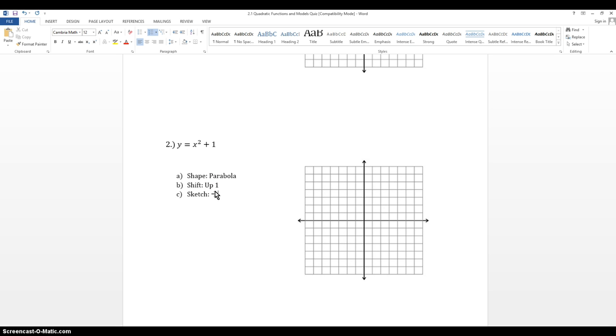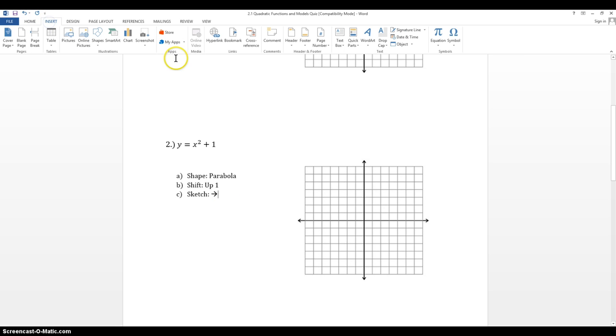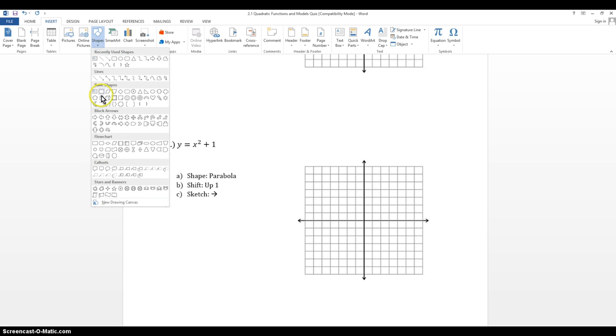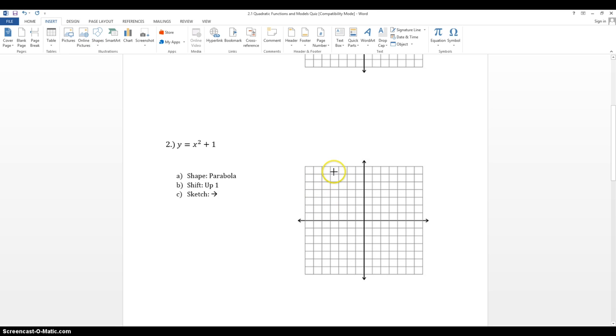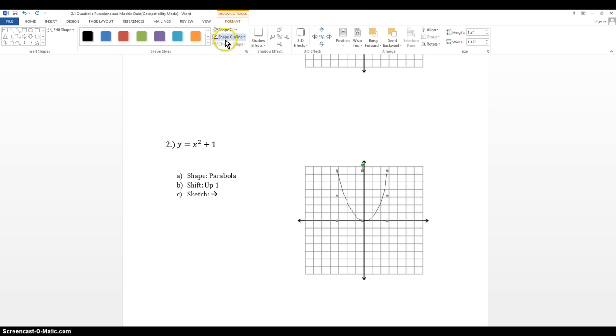Then your sketch, as you can see, is right there. Let's go ahead and draw it right quick. First, you need to start off with your parent function. So we know a parent function is a parabola opening up with a vertex at the origin, right there.